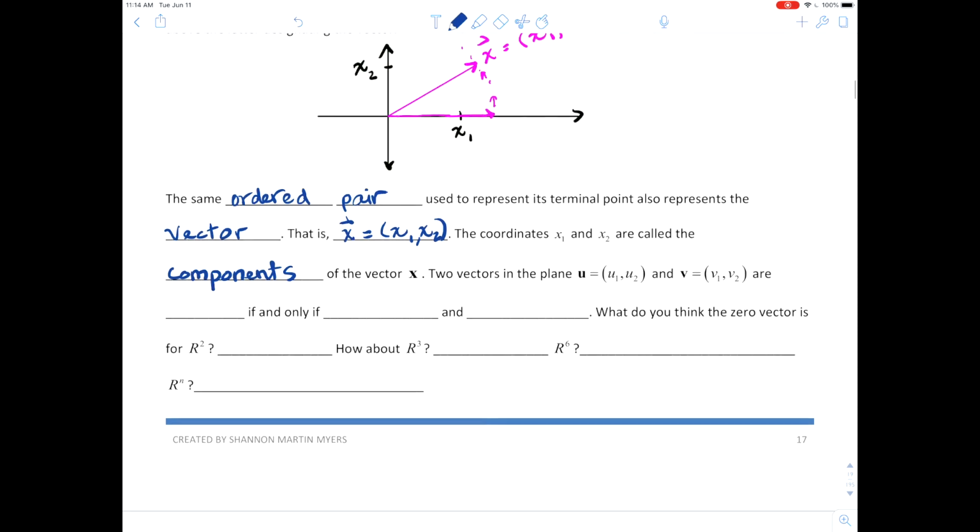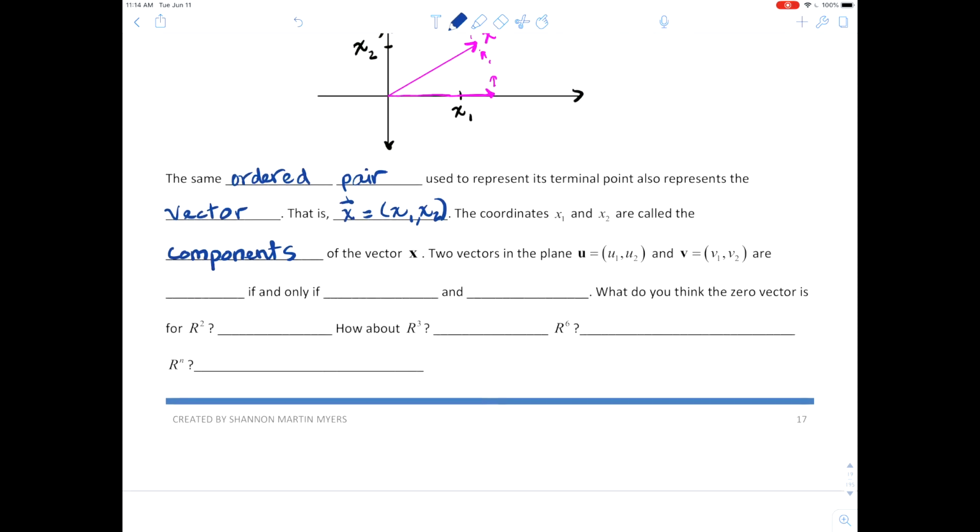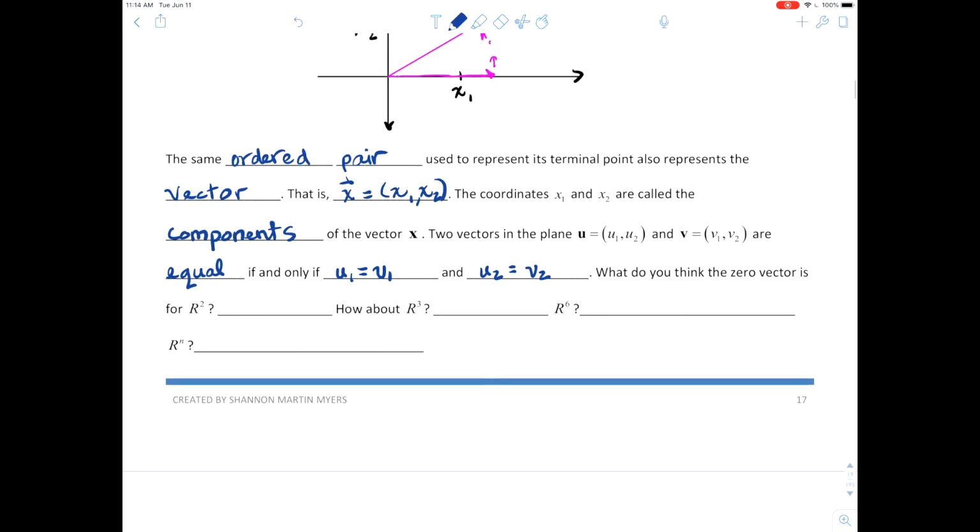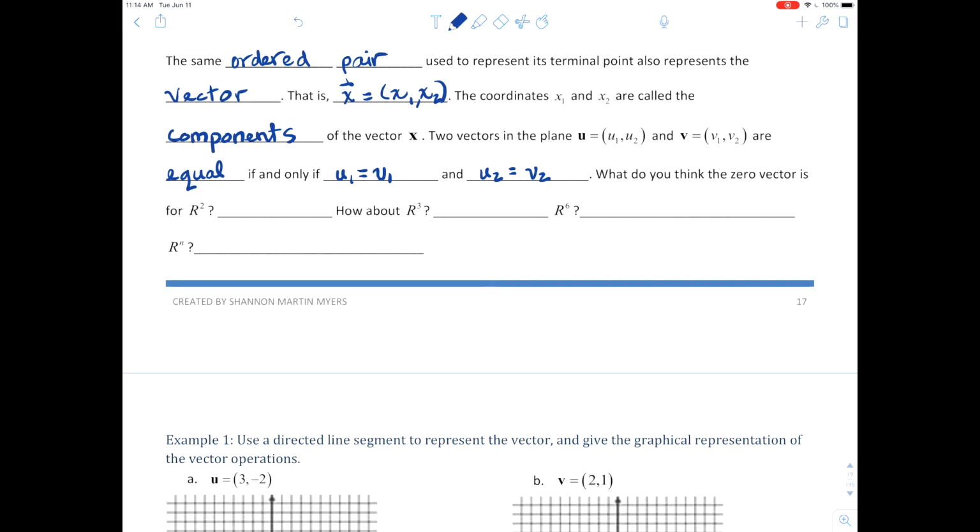Two vectors in the plane, u equals u1, u2, and v equals v1, v2, are equal if and only if, what do you think? Beautiful, u1 equals v1 and u2 equals v2. So each corresponding component needs to be equal for the vectors to be equal.